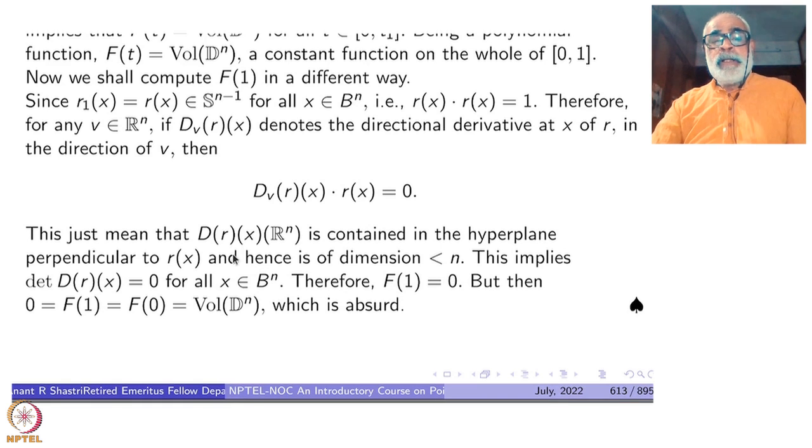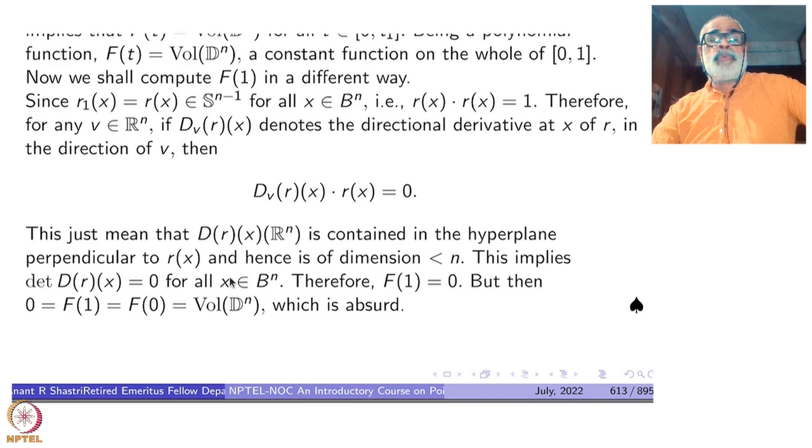So, this implies the linear map associated with that has determinant 0, because its rank is n minus 1 at most. It may be smaller also, I don't care. So, this happens for all x inside V. Okay, therefore, the integral f_1 will be 0, because the determinant is 0, the integrand itself is 0. Okay, therefore, f_1 is 0. Okay, f is a constant, f_1 must be f_0, but on the other side we have volume. Volume of the closed disk or open disk is not 0.